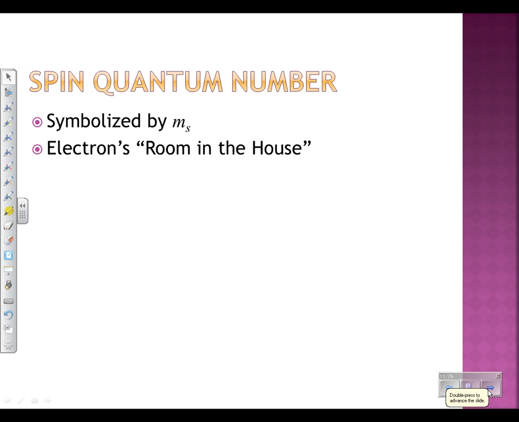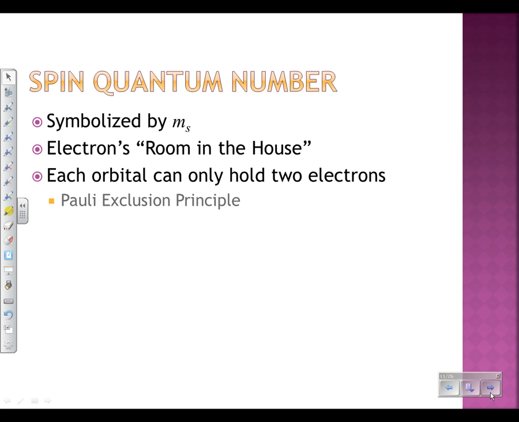Spin quantum number, symbolized by the lowercase m with the subscript s, or a lot of times we'll just use s. This is the electron's quote-unquote room in the house. Even if you have a brother and sister, you have the same address. But does that mean that you hang out at the same place all the time? Not necessarily, right? There's probably some space in your house that is designated as yours. Maybe. Hopefully.